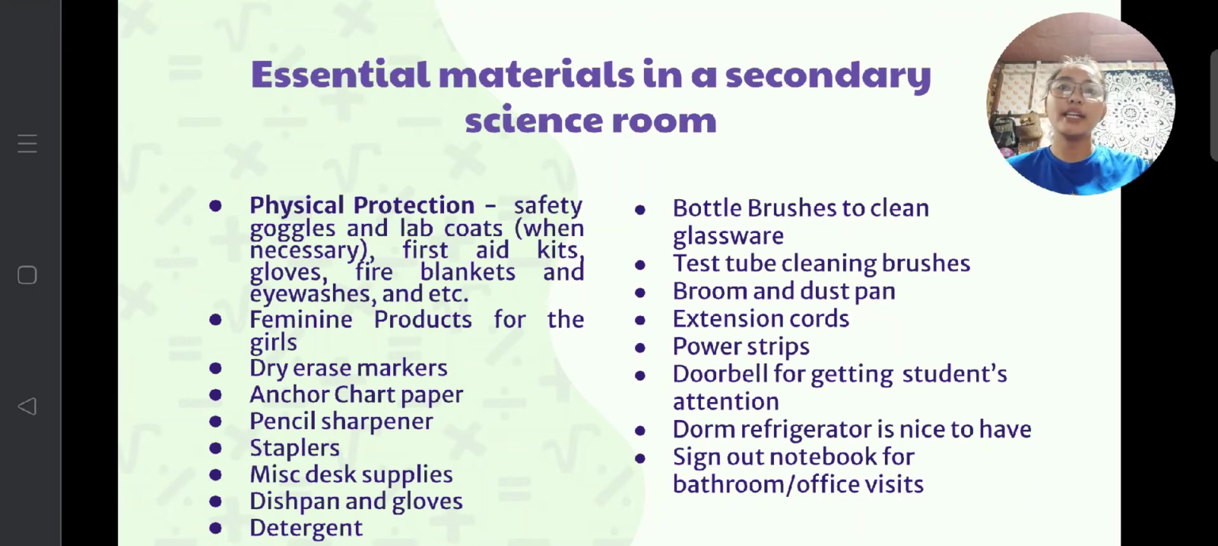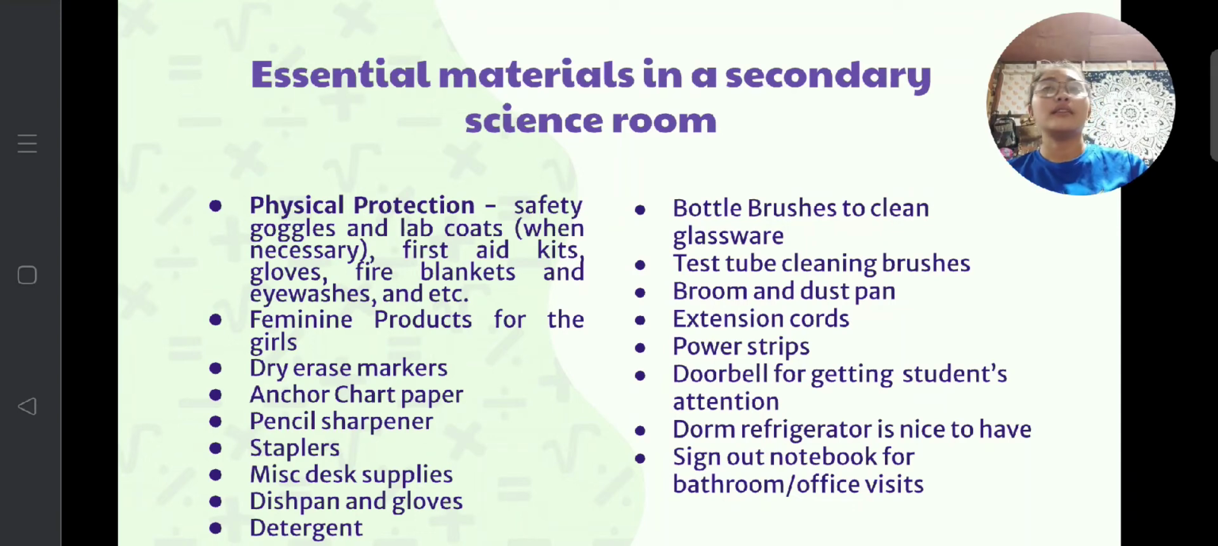This means providing all students with safety goggles and lab coats when necessary, as well as keeping a stock of first aid kits, gloves, blankets, and eye washes. It may also be worthwhile investing in safety screens that students can work behind with ease, especially if there is a risk of chemicals or other harmful substances coming into contact with students while they are conducting an experiment.